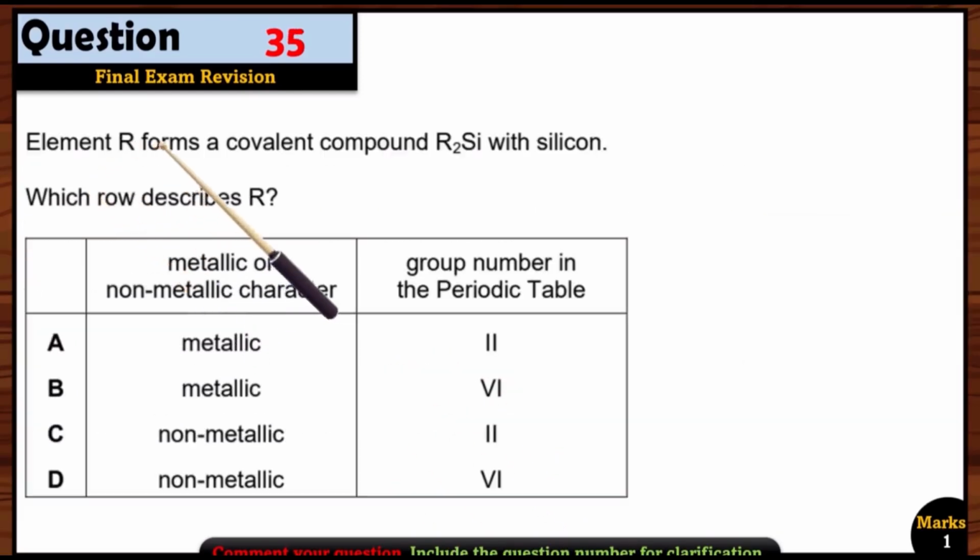Question 35. Element R forms a covalent compound R2Si with silicon. Which row describes R? Of course, if it is forming a covalent compound, then it should be a non-metal. So C or D can be right. Now, which group should it belong to? Of course, it will not belong to group 2 because group 2 are metals. So that's why group 6 is the right option, that is D.